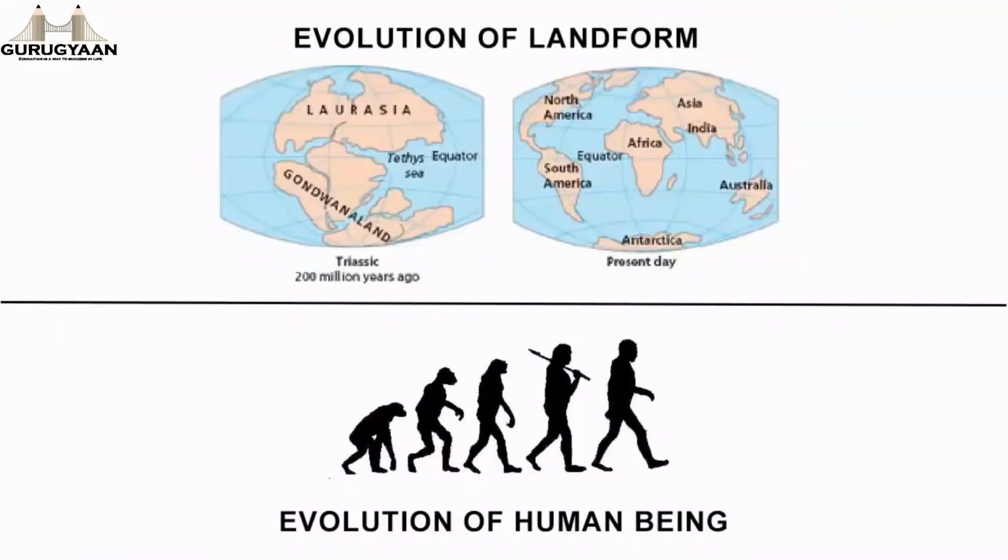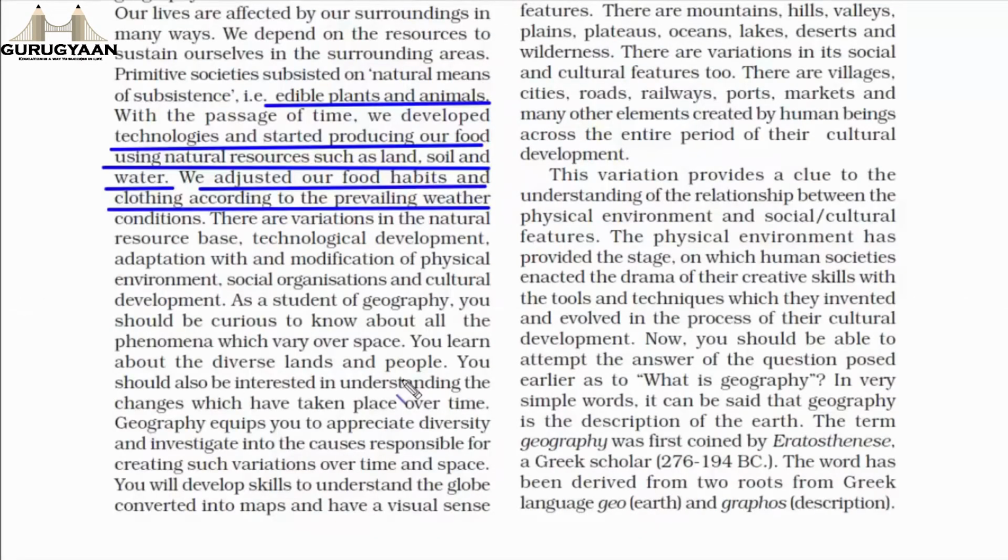So this is what geography teaches us, as to how human society as well as the earth developed gradually with time. So geography as a discipline helps us in understanding the changes which have taken place over time.